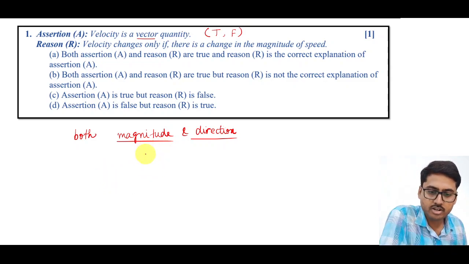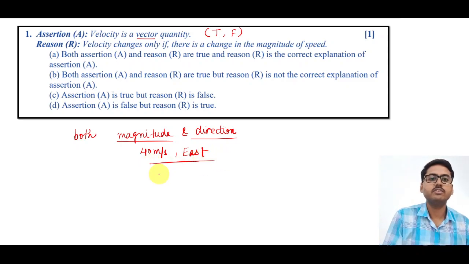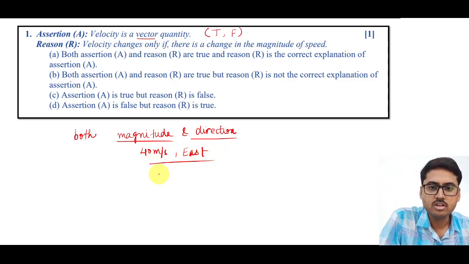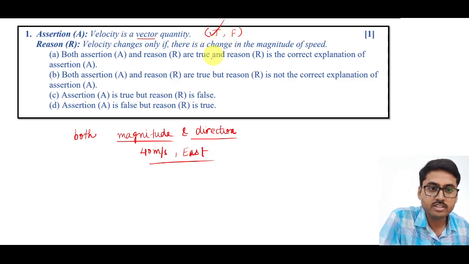For example, if I write here, let's say 40 meter per second, I need to mention direction. Let's say it could be east or west or anything, right? So here direction is very important. Now the second, so this statement is basically true, so I'll write here true.